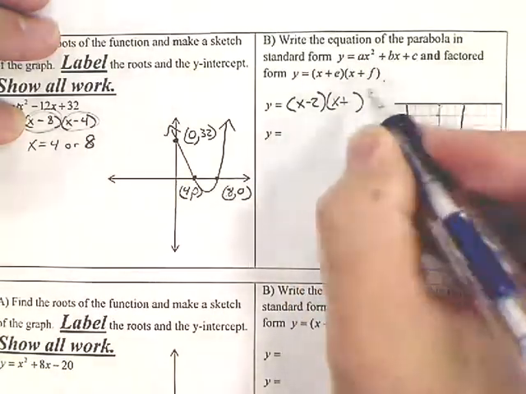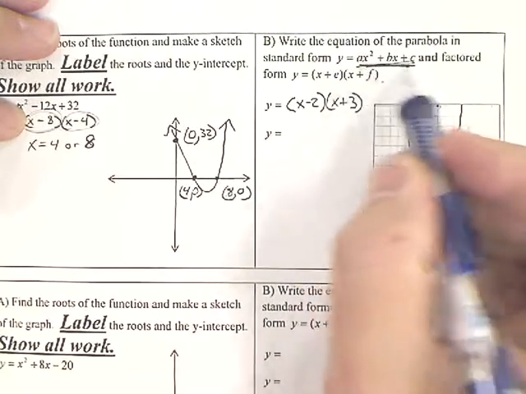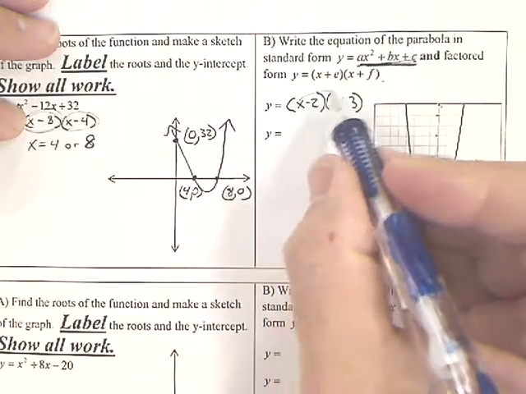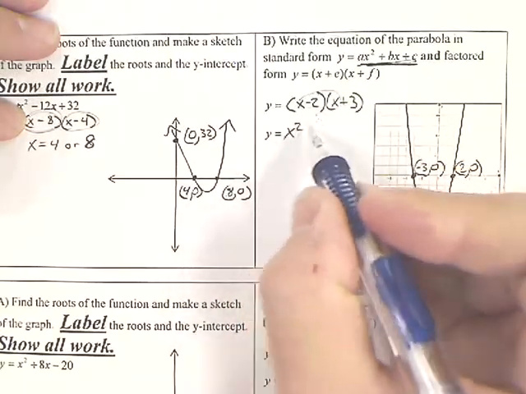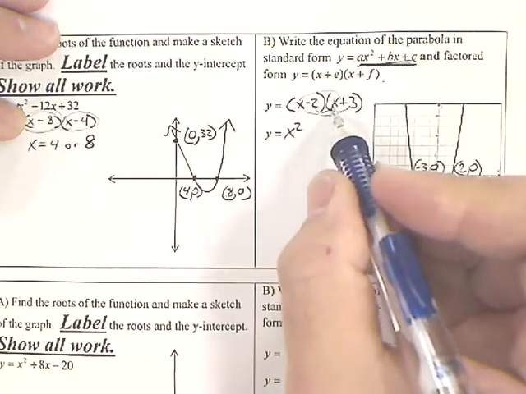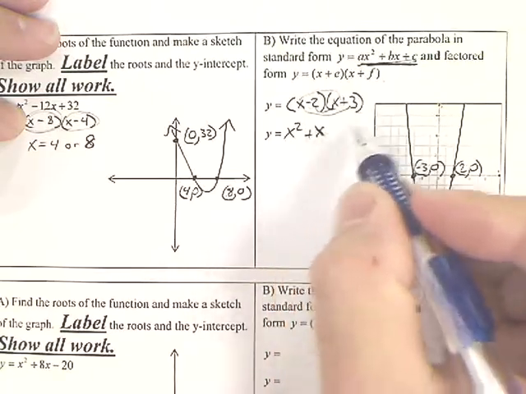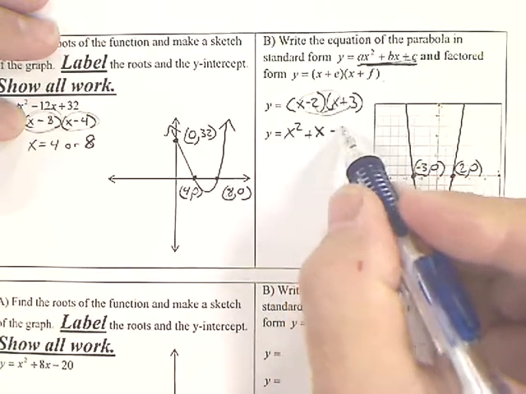x plus 3. And then rewrite it this way. You just multiply it out. Multiply those, x squared. Multiply that one, 3x. And a negative 2x is a positive x. And that's a negative 6.